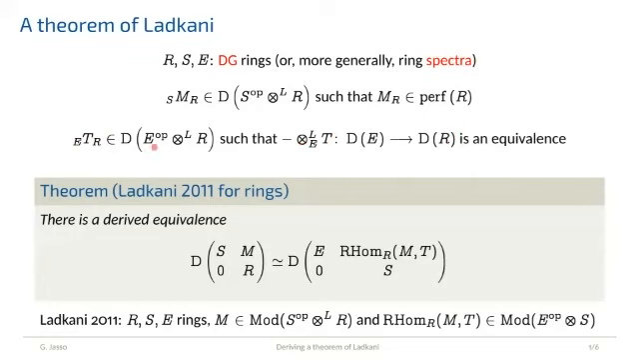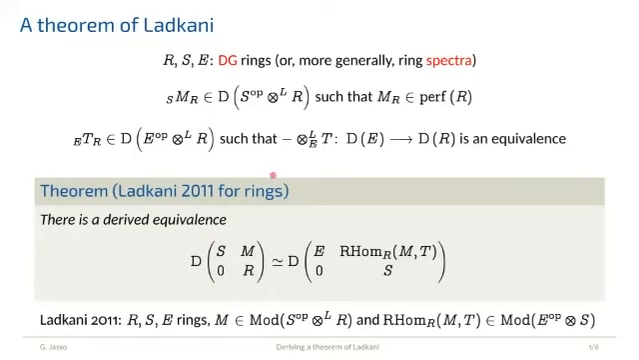So it's just a DG bimodule over these two DG rings, such that the tensor product with T is an equivalence. What Ladkani proved, in the case where all the things in sight are rings and bimodules, is that there is a derived equivalence between these two upper triangular matrix rings. And I want to explain a proof that also gives a result for DG rings, or for ring spectra.